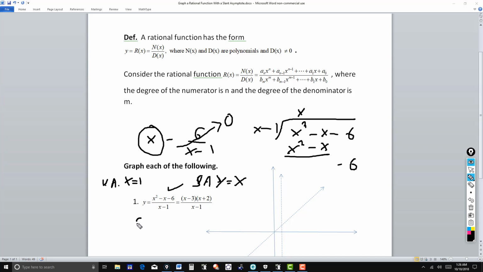We can also note here that when x is equal to 0, we get -6 over -1, so we get 6. So the graph passes through the point 0, 6. That's your y-intercept.